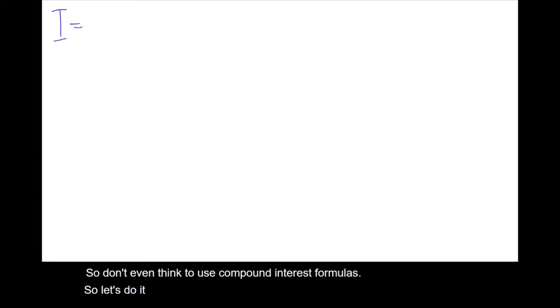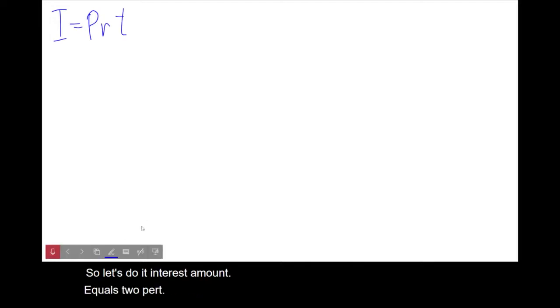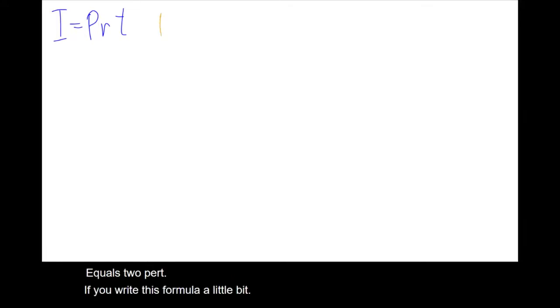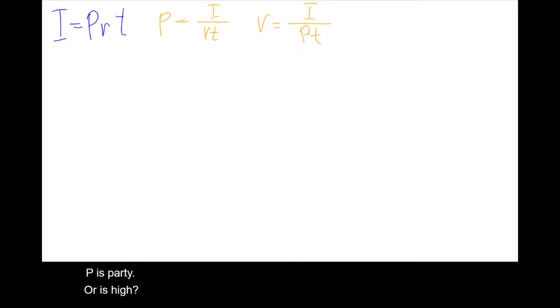Interest amount equals PRT. If you rewrite this formula a little bit for our convenience, we can say that P is I over RT, R is I over PT, and T is I over PR.